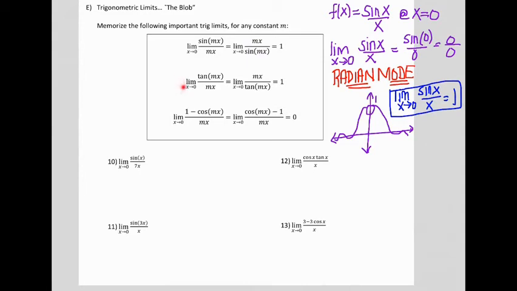Same is true for tangent. Tan of any multiple times x divided by that same multiple of x goes to 1, even its reciprocal. Now, cosine's a little different.